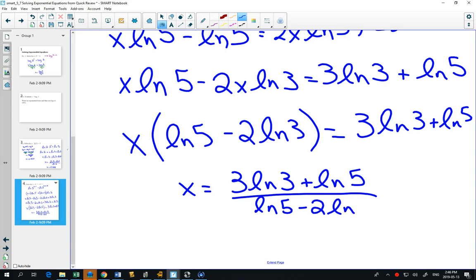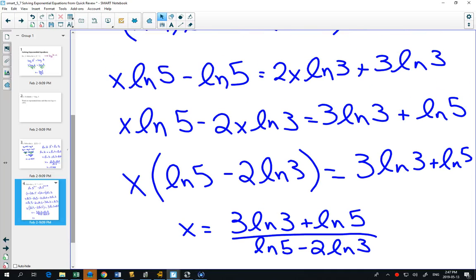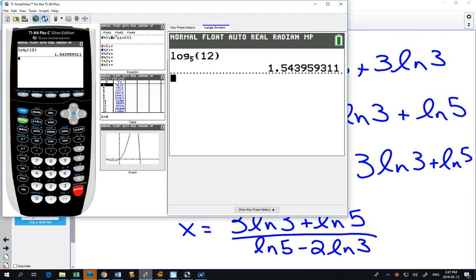And our answer looks kind of nasty. Do we know if we're right? Not yet. We go to our calculator. Use your fraction button, otherwise you have to do a lot of brackets. Type in exactly as it shows, 3 natural log of 3 plus the natural log of 5 divided by the natural log of 5 minus 2 natural log of 3. So I've typed it in exactly as I have it there. I push enter. And I'm going to store this as x.